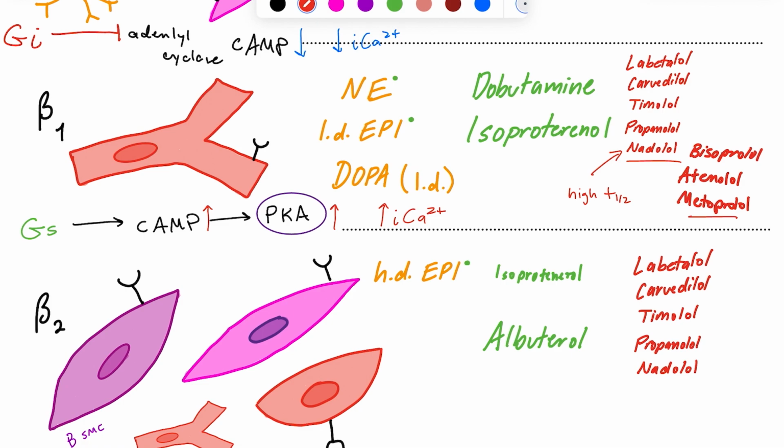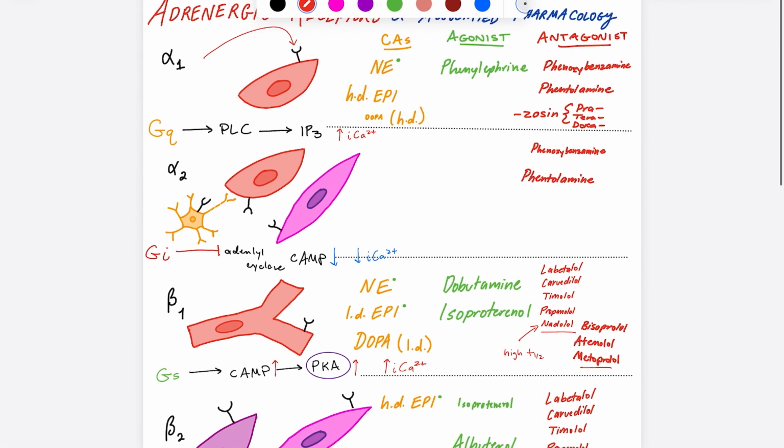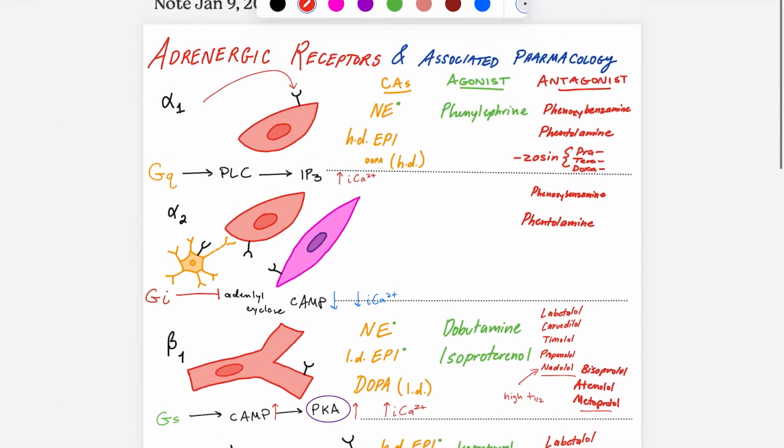And so a lot of these are what are referred to as the selective beta blockers, and they could be prescribed for a variety of reasons, but one of the main reasons is in the treatment of arrhythmias, or when the heart is pumping too fast. And so these can be given to lower the heart rate and lower contractility of the heart. So hopefully this gives you a good overview of the adrenergic receptors as well as their associated pharmacology.